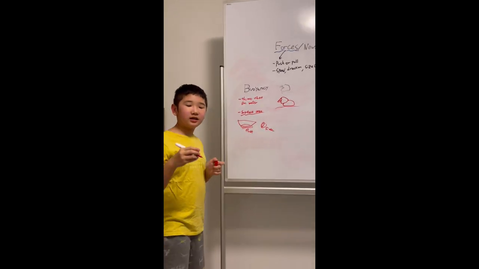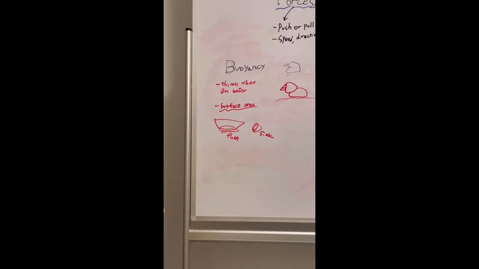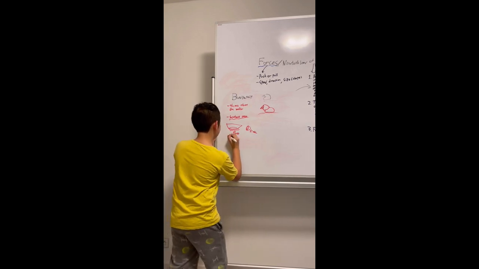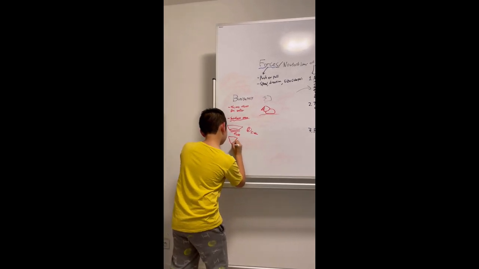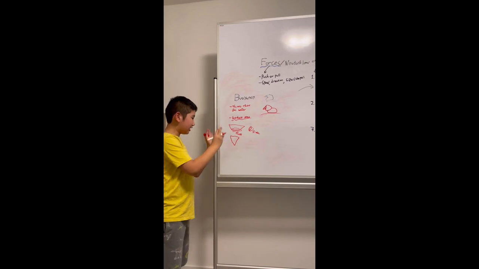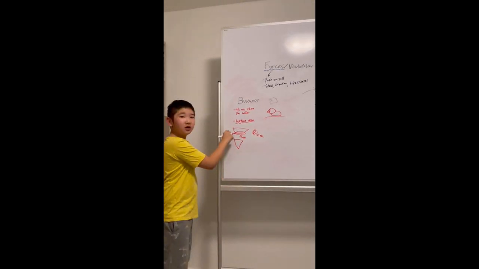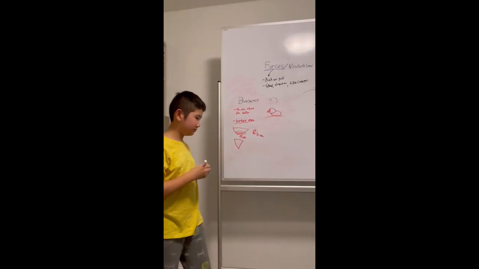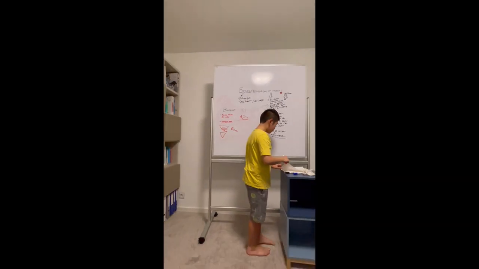Also, there's a history in Korea with the Japan war. Korea's boat was like this. Japan's boat was like this. Pointy. So it's more likely to sink. But the Korean ones are just fine because they're flat. That'll be all for buoyancy.